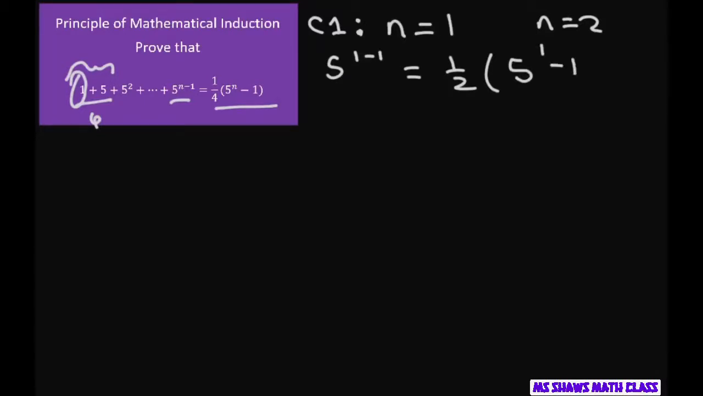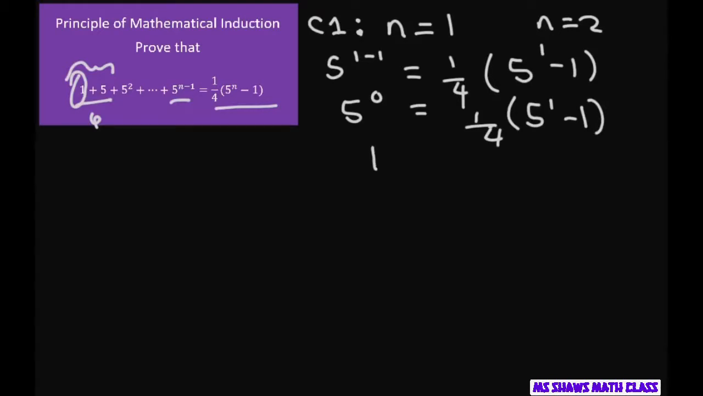equals 1/4 times 5 to the first power minus 1. So this is 5 to the 0 equals 1/4 times 5 to the 1 minus 1. So this is going to equal 1 equals 1/4 times 4, which equals 1. So condition 1 is true. So that just means 1 equals 1, and that's true.